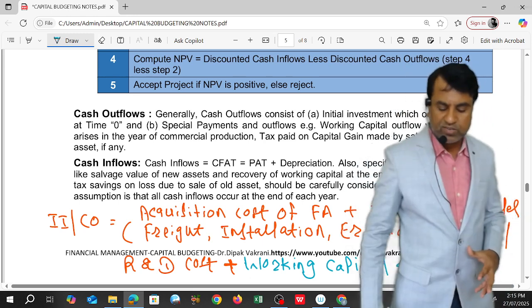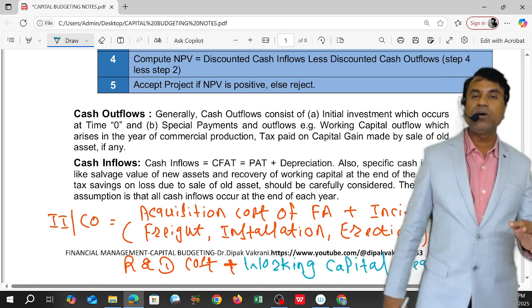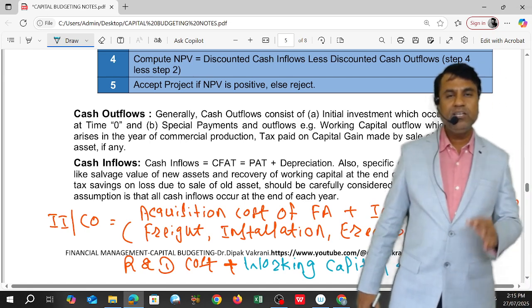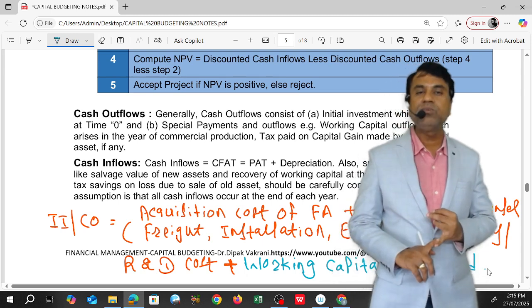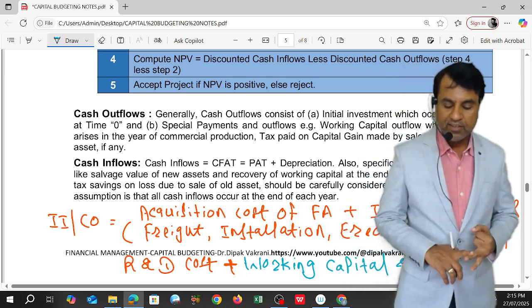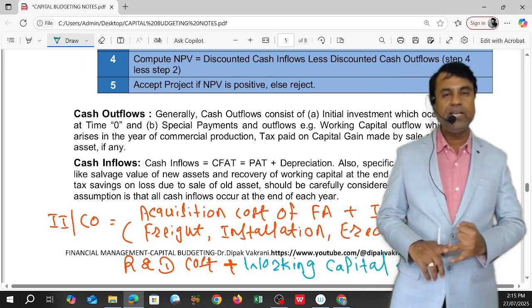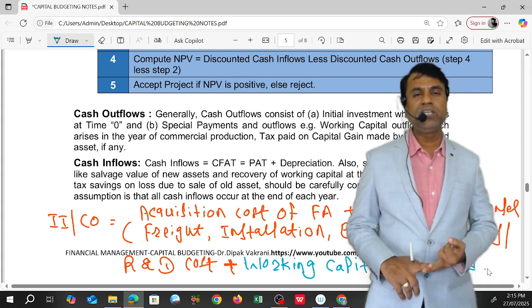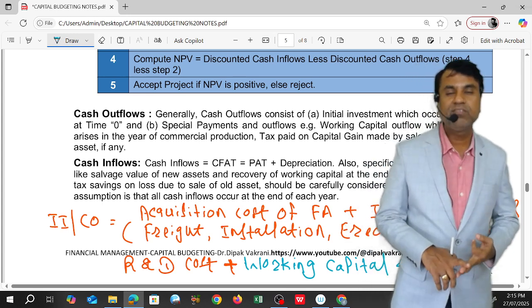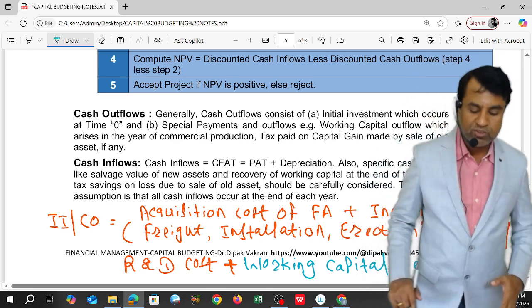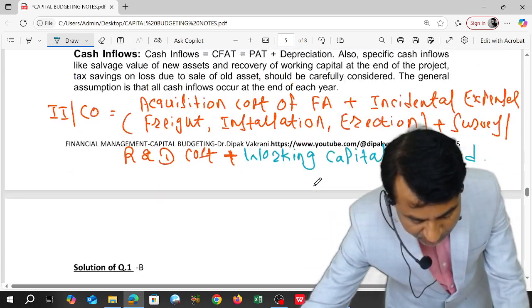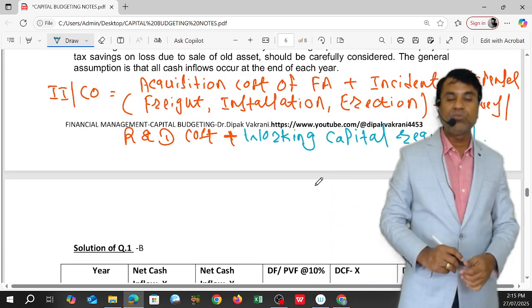So do remember, students, the first and foremost thing when you are considering cost of the project, initial investment or cash outflow, what needs to be considered? It is acquisition cost of fixed asset plus incidental expenses like freight, carriage, transportation cost, erection cost, plus any survey cost, any research and development cost, plus any working capital. So this is your cash outflow or initial investment, or you can say this is also cost of the project.